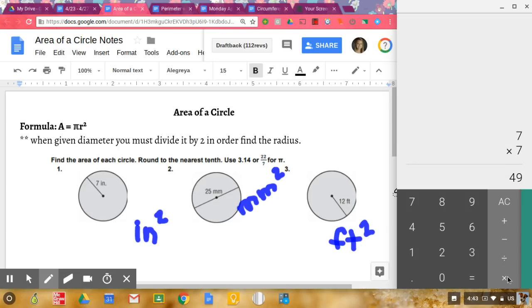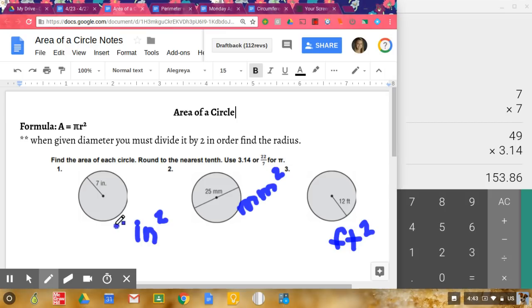And then you have to take that and multiply it by pi. So times 3.14. And that is your answer. Your area for that number 1 is 153.86 inches squared. And I already put the inches squared, and I'm going to write it backwards to make sure that I have enough space.